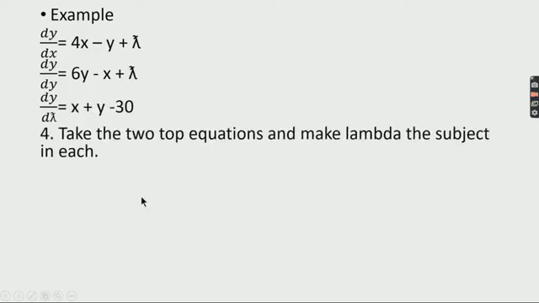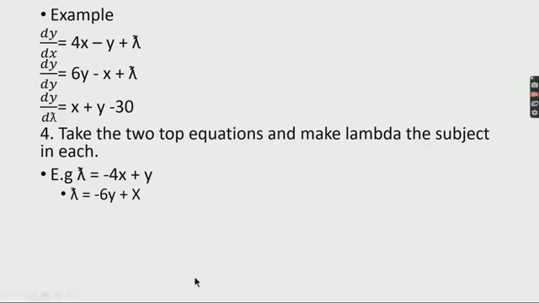Step number 4. Take the two top equations and make lambda the subject. So we are going to take this equation and this equation, and in each we are going to make lambda the subject. Now what will happen is that these will all be equated to 0. 4x minus y plus lambda is equal to 0. 6y minus x plus lambda is equal to 0. Okay, let's see what will happen.